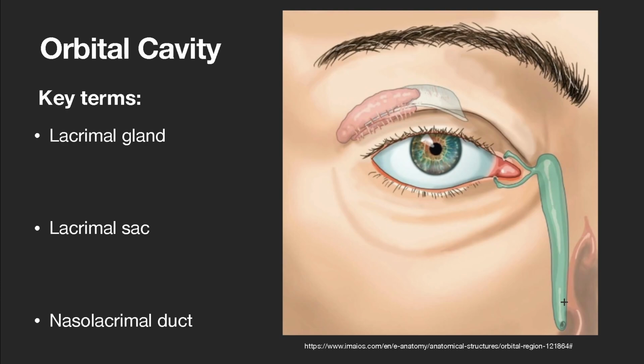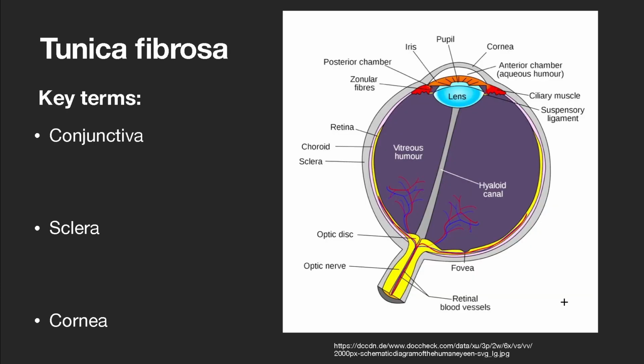The next thing I want to talk about is the tunica fibrosa. And this layer of the eye is made up of three main parts: your conjunctiva, your sclera, and your cornea. Your conjunctiva is a thin layer that surrounds the front of your eye and lines your eyelids.